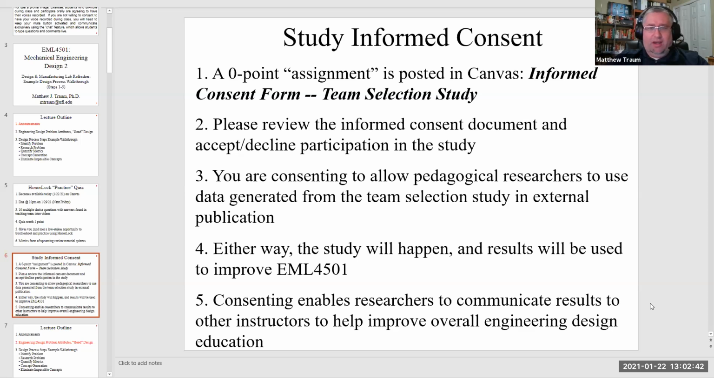And I just will reiterate, you guys will see this when you read the informed consent form. All of your information is kept confidential. There's no way to tie any individual in the class to any of the scores or the numbers that we generate. So your anonymity will be preserved. But nonetheless, we still need your consent before using the data in any sort of external publication.